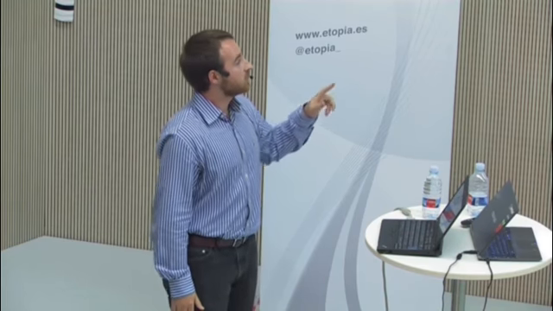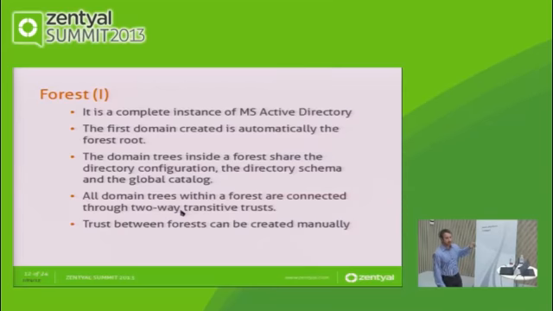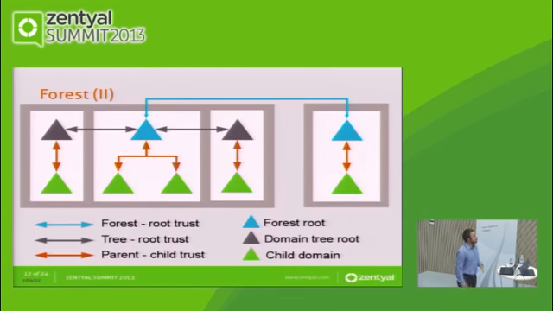Also, all domain trees, as we have seen, are connected through transitive trust. That is the tree-root trust that we have seen before, and you can also define trust between forests. For example, this is a complete instance of an Active Directory, and this is a complete instance. You can define a trust between the forest roots.